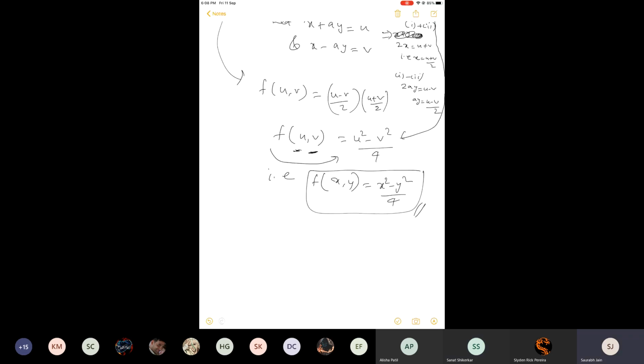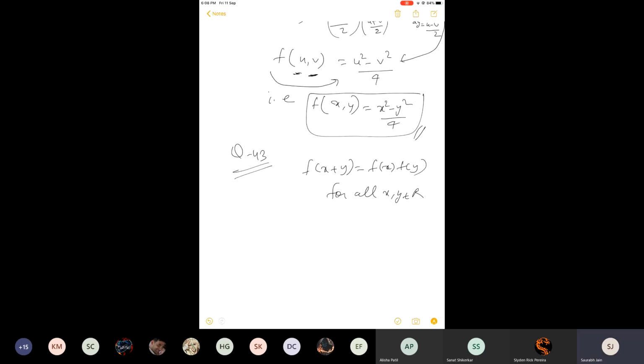Okay, question number 43. This is the standard function. Why? Because I wrote some standard results and it is one of those four results. f of x equals a to the power kx. I told you to learn all these results. Now f of 1 is 2, so put x equal to 1 here. If we put x equal to 1 in the RHS, it will be a to the power k. But f of 1 is 2. So this implies a to the power k is 2.